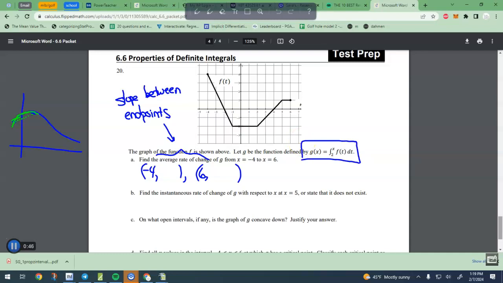So if I plug in the x value, it says the integral from 2 to -4 of f of t. So plugging in -4 gives me this. Well, I can solve this. I can figure out what this is. So I can find the area between -4 and 2.